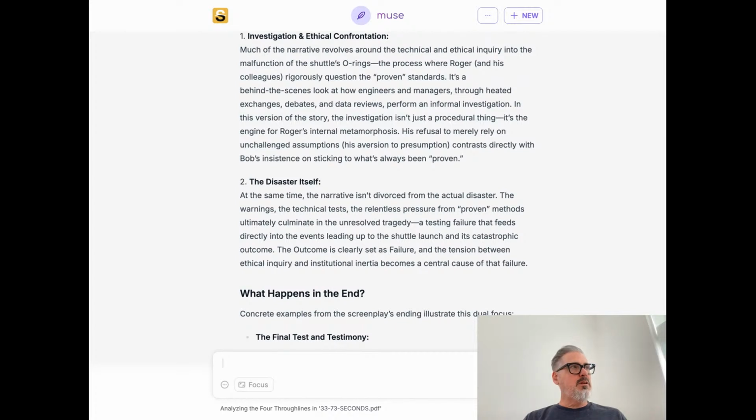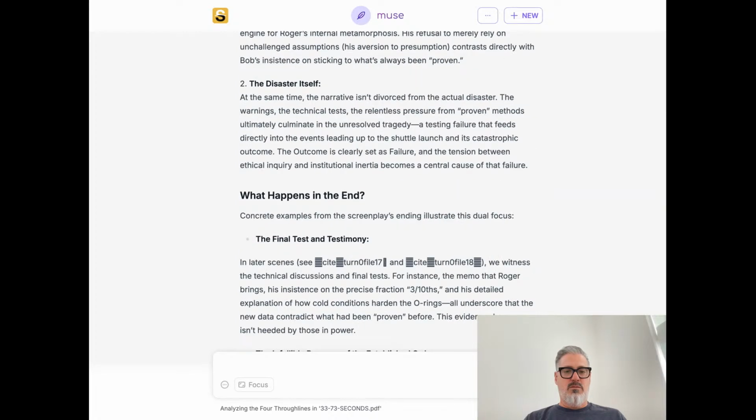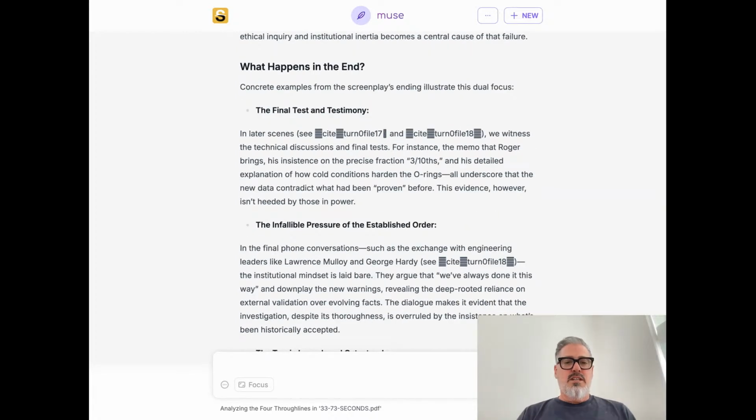Oh, is it like before, leading up to it and it happens, and then the investigation? What happens in the end? Okay. In later scenes, I can't wait till I can get actual citations. We witness the technical discussions. For instance, the memo has insistence on the precise fraction as detailed.